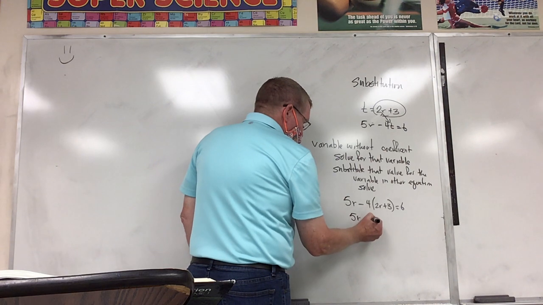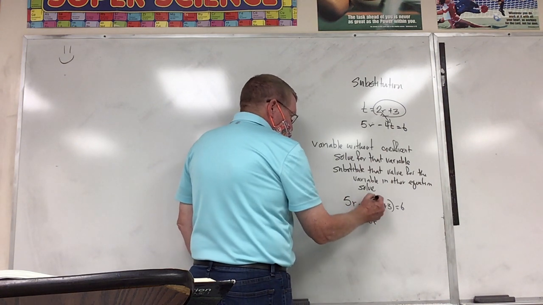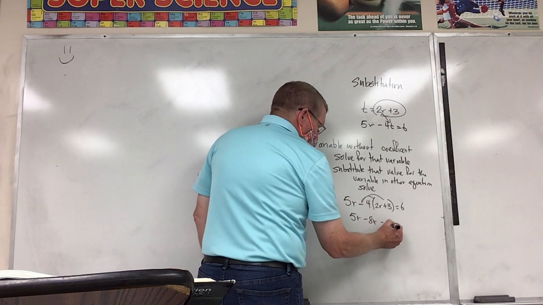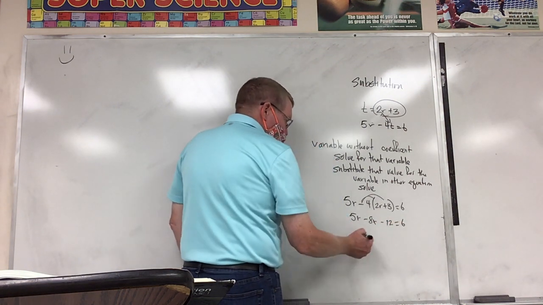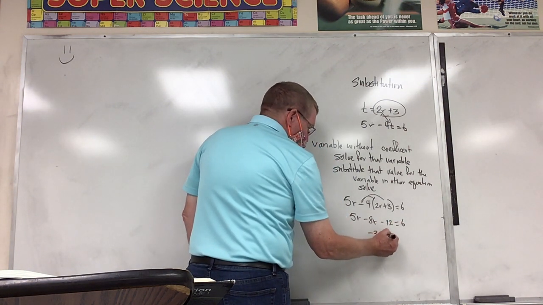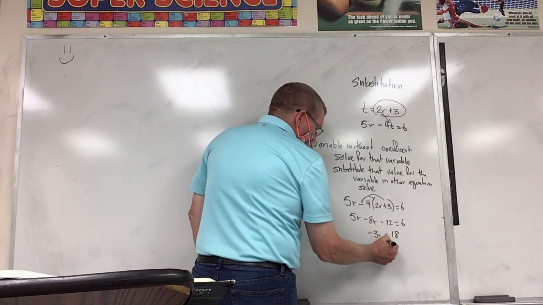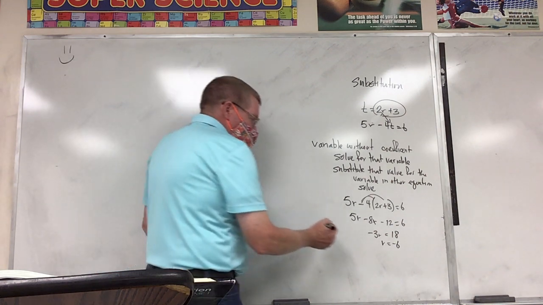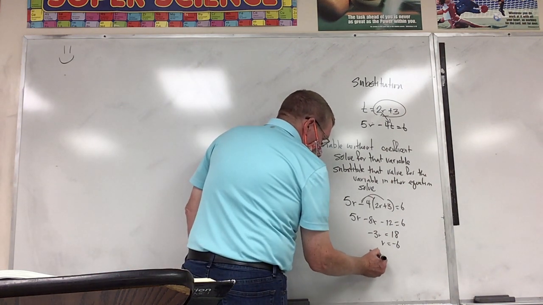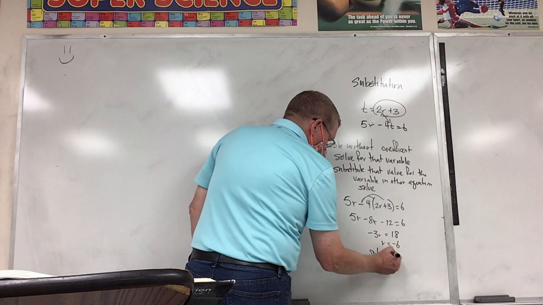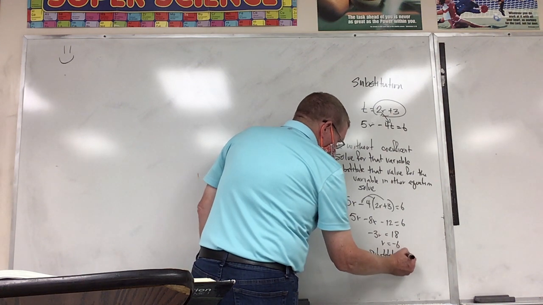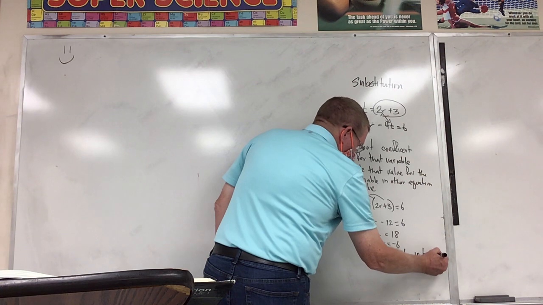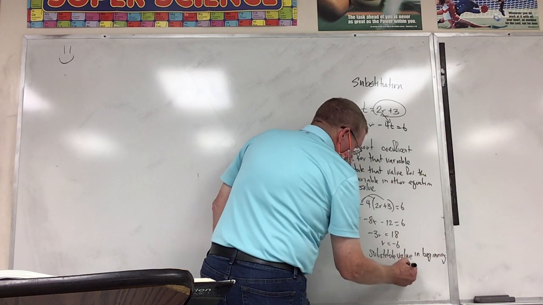5r minus 8r. Remember, this minus sign distributes. That's your common mistake. Minus 12 equals 6. Negative 3r equals 18. r equals negative 6. Once we solve, substitute the value back into the beginning equation.